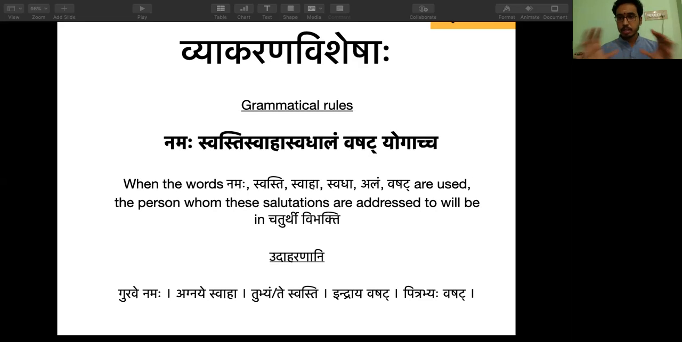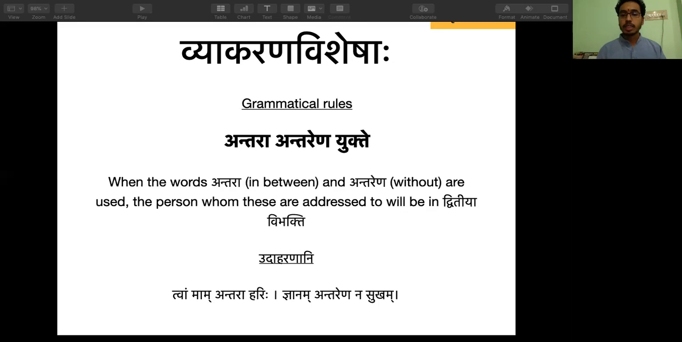Whatever I am showing on the screen, if you write that much, that is enough. Additionally, you can give extra examples. If they have given Agnaye Swaha, give Gurave Namaha, Indraya Swaha, etc. You give extra examples to show that you have understood the concept. Any doubts in this first rule? Namaswasti Swaha Swadha Alam Vashat Yogacha.